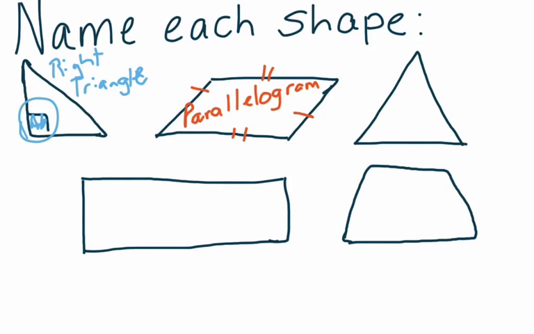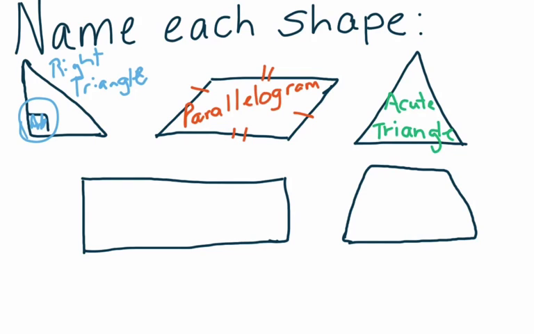How about the third one? Okay, it's a triangle. Can anyone tell me what kind of triangle? This is called an acute triangle because all of the angles are less than 90 degrees.